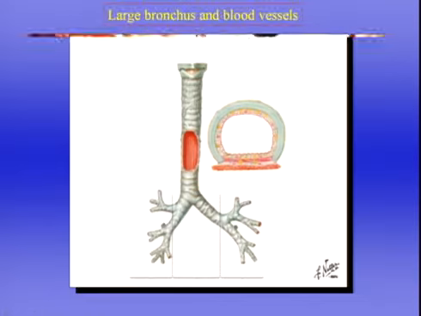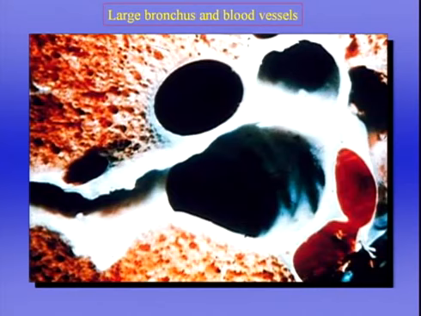Now let's follow the airways down into the lung, and here's a very nice image. This shows an airway as we enter the lung. This is the airway here with all the cartilage in its wall, and it's accompanied by two blood vessels. One of them is a pulmonary artery, another is a vein. One is blue, the other is red.